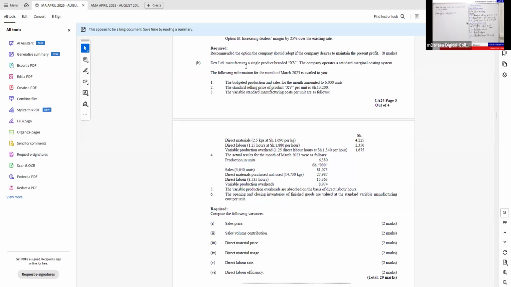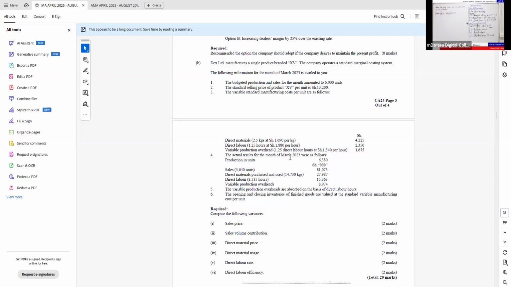The budgeted production and sales for the month amounted to 6,000 units. The standard selling price of product XV per unit is 13,200. The variable standard manufacturing cost per unit is as follows. So these are the budgeted details. The actual, Note 4, is giving us the actual results.